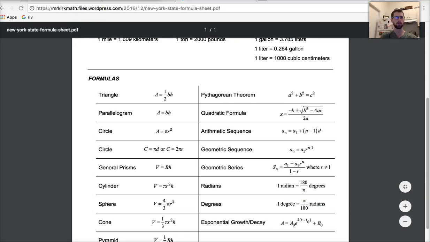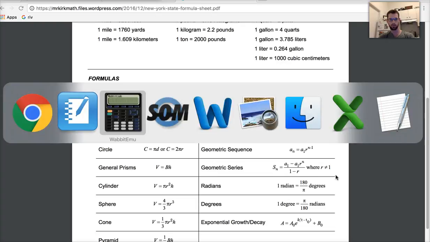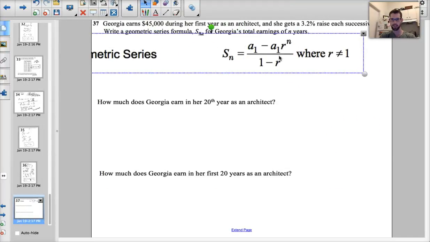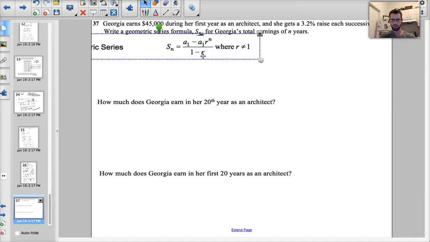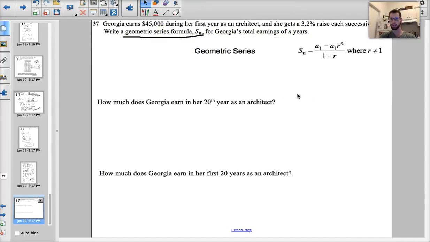Alright, so I pulled up my reference sheet here, and I see that this is the formula for the sum of a geometric series. I'm just going to grab that and paste it right into my slides for you guys. Let's make this a little smaller so we can manage it. Alright, so the sum of a series.